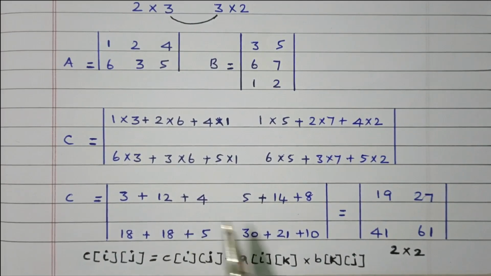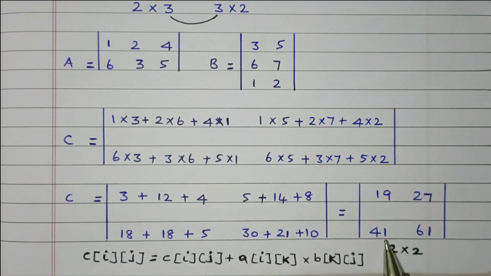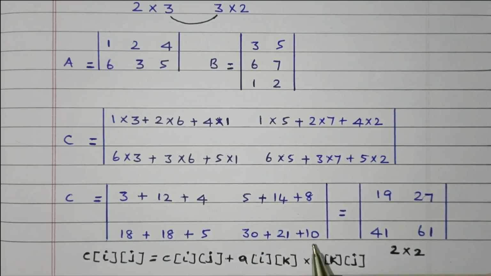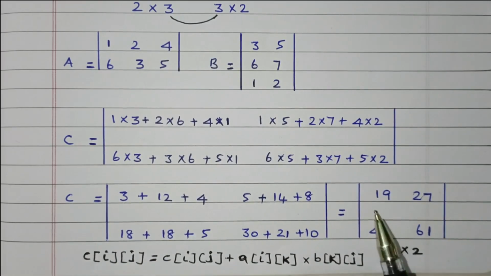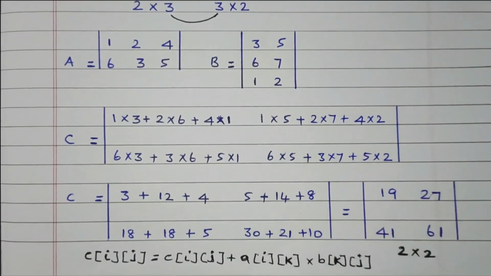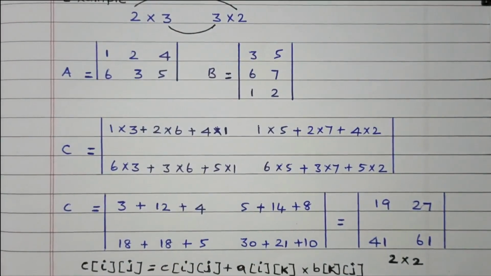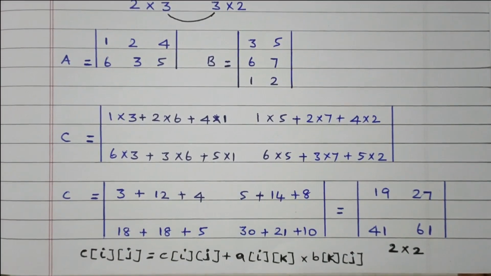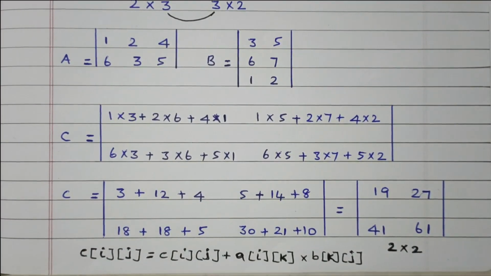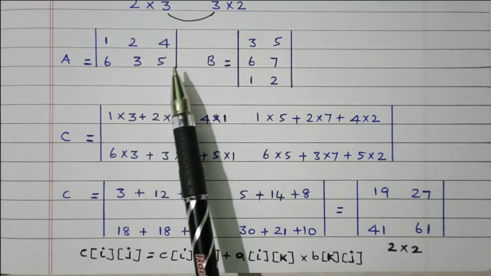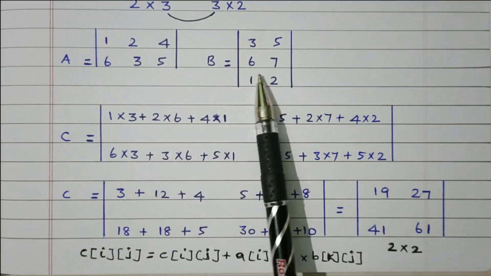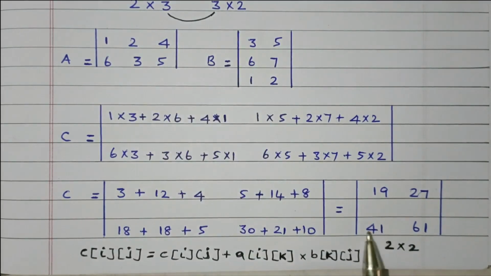3 plus 12 plus 4 is 19, 5 plus 14 plus 8 is 27, 18 plus 18 plus 5 is 41, 30 plus 21 plus 10 is 61. See this, now we got the 2 cross 2 matrix. The resultant matrix is a 2 cross 2 matrix, right? So the condition is satisfied: 2 cross 3, 3 cross 2, the 3 is equal. So after multiplication we got a 2 cross 2 matrix, right?